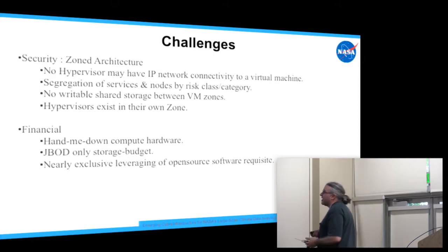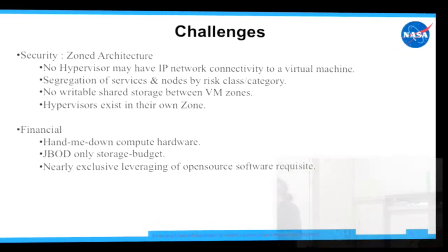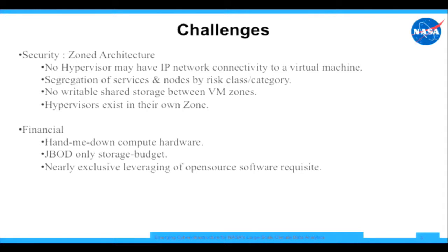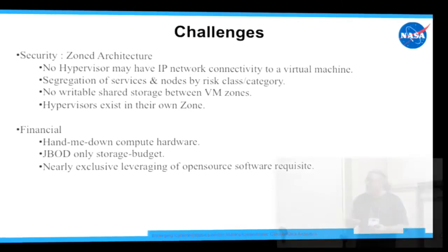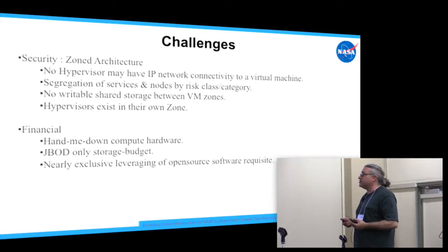So some of the challenges we had: security challenged me with some criteria that's not necessarily typical of a zoned ecosystem, and that is that no hypervisor can have direct network connectivity to any of the VMs. We need to segregate VMs into separate zones by risk class and maybe the nature of the science or the principal investigator behind the project. No writable shared storage between any of the VMs within the environment, and the hypervisors, of course, have to exist in their own zone as well.